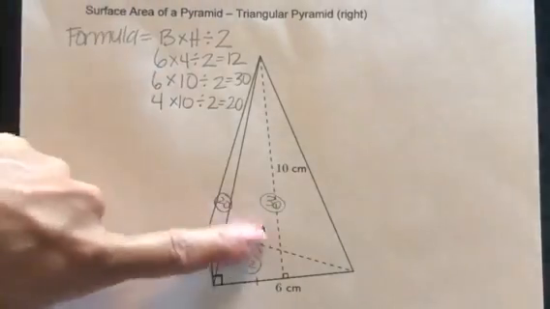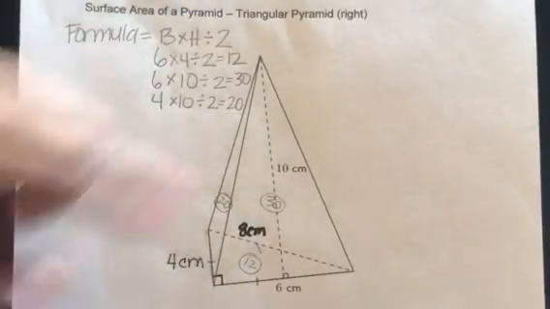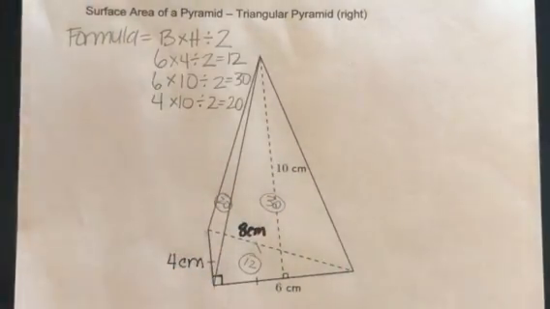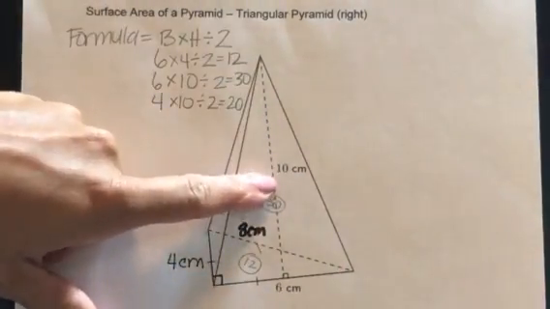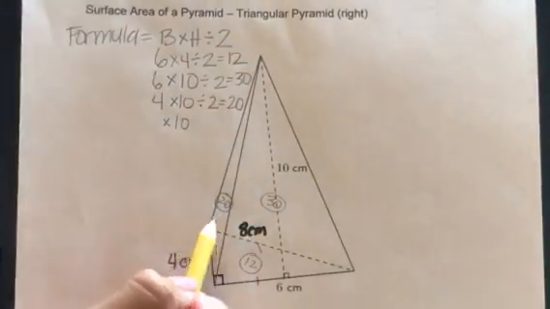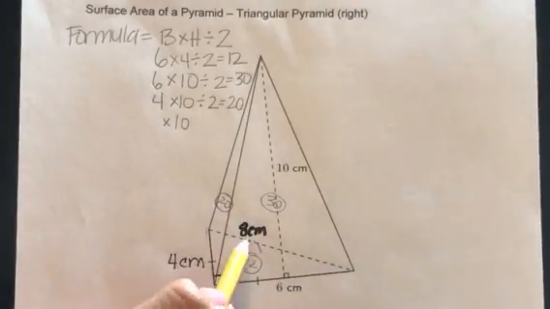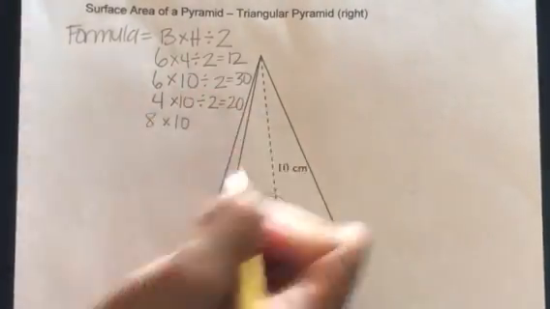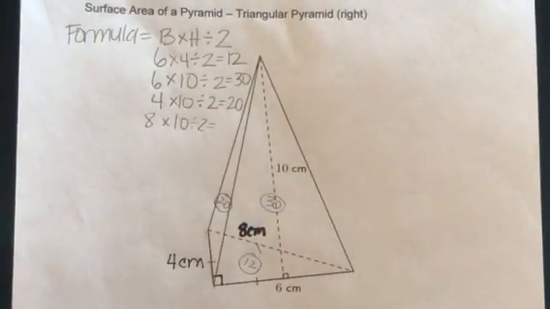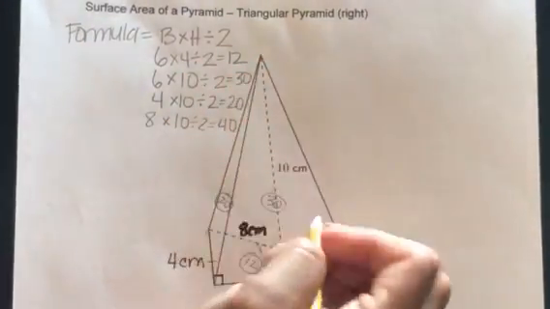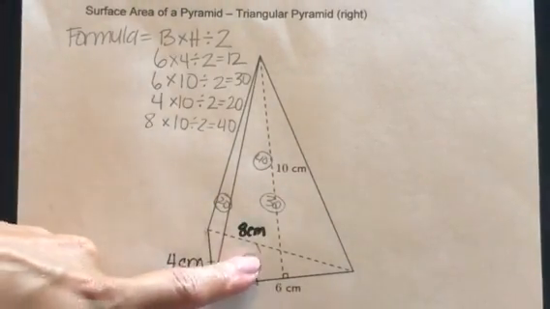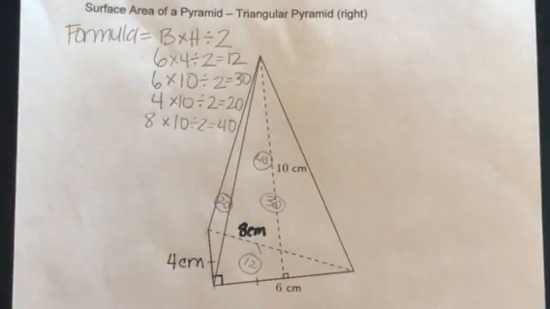Now I've solved for 1, 2, 3 faces, so I need one more, and that's the one that's hidden in the back. You can see it over there. Again, we're still going to be using 10 as the height, but this time, as you can see, the base is back here, and the base is 8. So 8 times 10, and then we have to divide it by 2 still. That gives me 40. All right, so this back one is 40. So now I see that I've solved for 1, 2, 3, 4 faces.